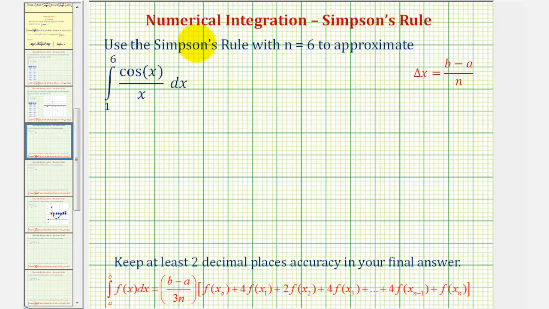Welcome to an example of numerical integration. We want to use Simpson's rule with n equals 6 to approximate the given definite integral. The formula for Simpson's rule is given here below, and there are several things to recognize here.